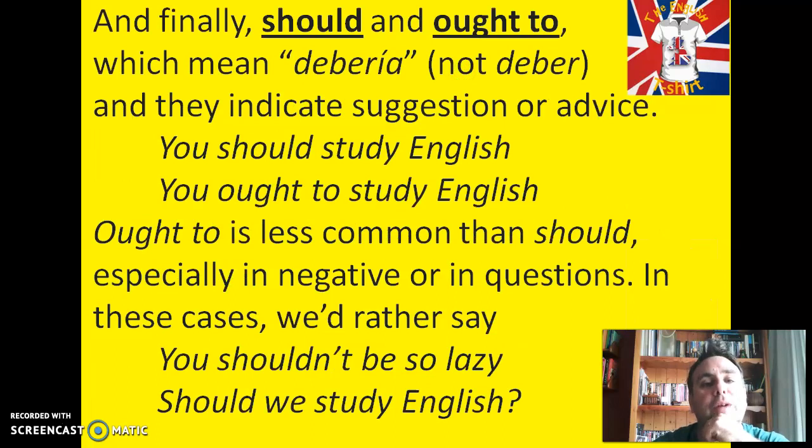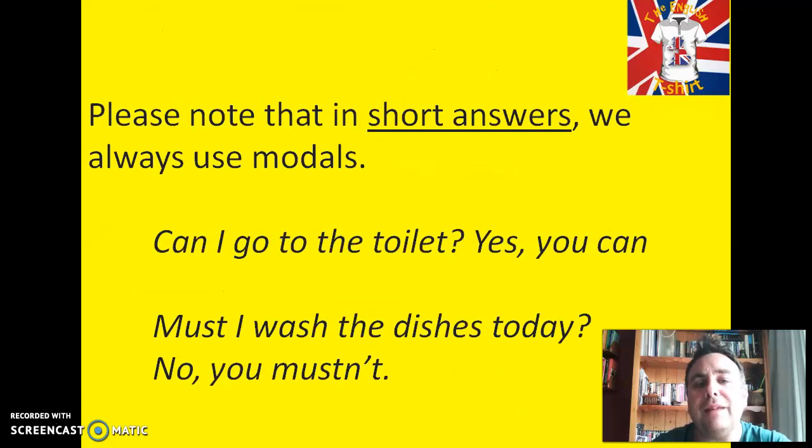And finally, should and ought to, which mean debería, not deber. And they indicate suggestion or advice. You should study English, or you ought to study English, both meaning tú deberías estudiar. Ought to is less common than should, especially in negative or in questions. In these cases, we'd rather say, you shouldn't be so lazy. Tú no deberías ser tan vago. Or should we study English? ¿Deberíamos nosotros estudiar?